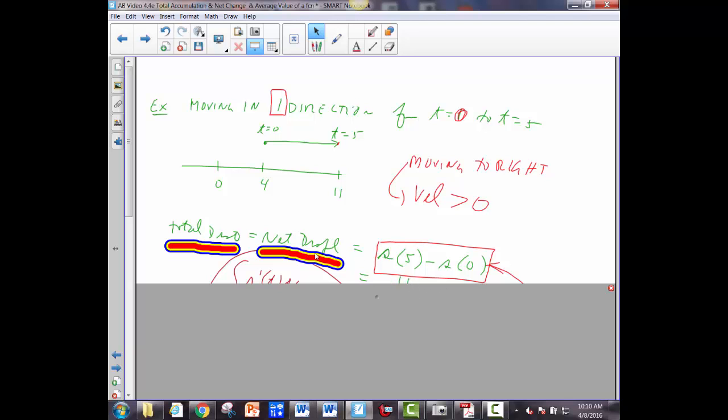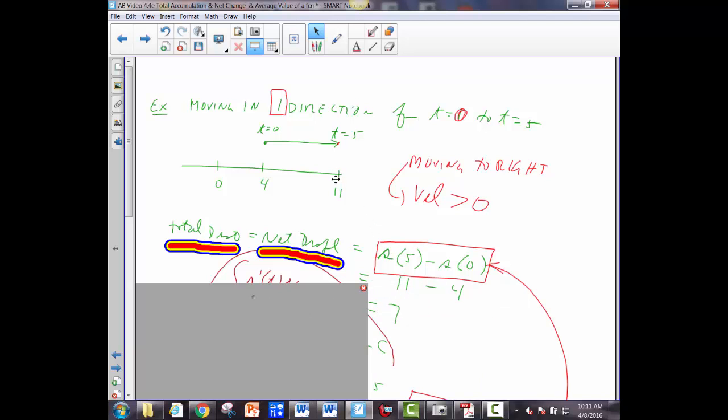Now, to get the net displacement or total distance, you're going to take his position at 5 seconds minus his position at 0 seconds, which is, of course, where you get the 7, because at 5 seconds, his position is 11 to the right of the origin, minus, at 0 seconds, which is when he started, he was at 4 units to the right of the origin. So the total distance and net displacement in this case are the same, and they are 7.